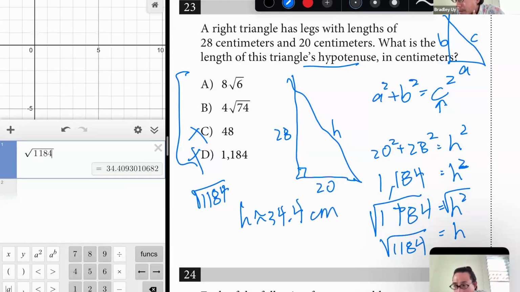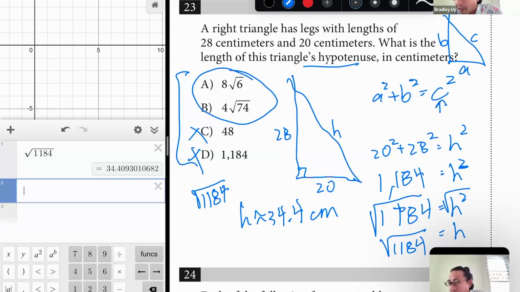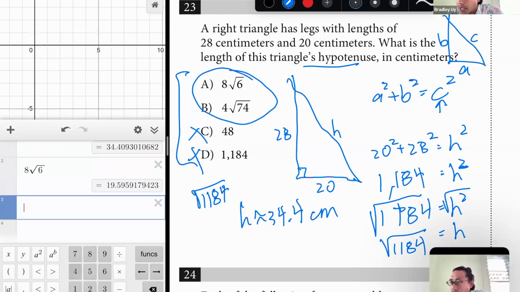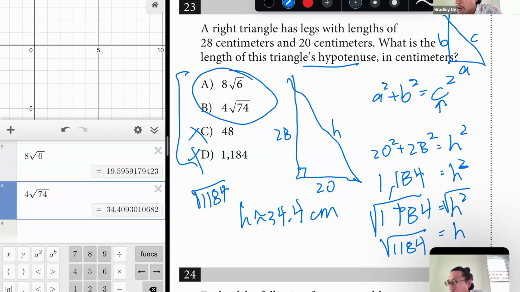Okay, and you look at these choices and neither of them is 34.4. You're wondering which of these is equivalent to 34.4. So that's when you use your calculator. 8 root 6 has a value of 19.59. That is not 34.4. So it must be the other one, 4 root 74, which is 34.4. So the correct answer of these is B. And that's how you would solve this.